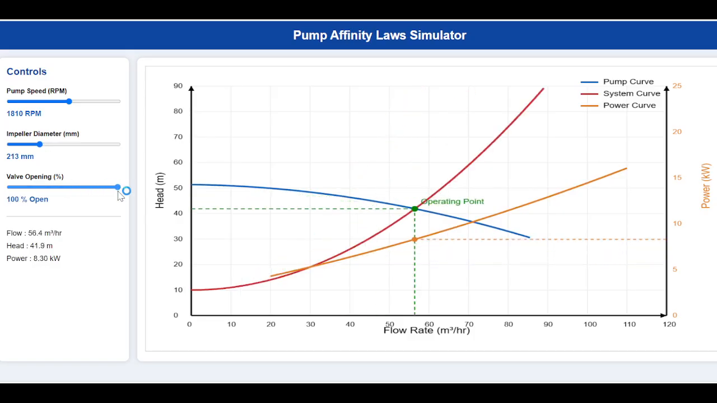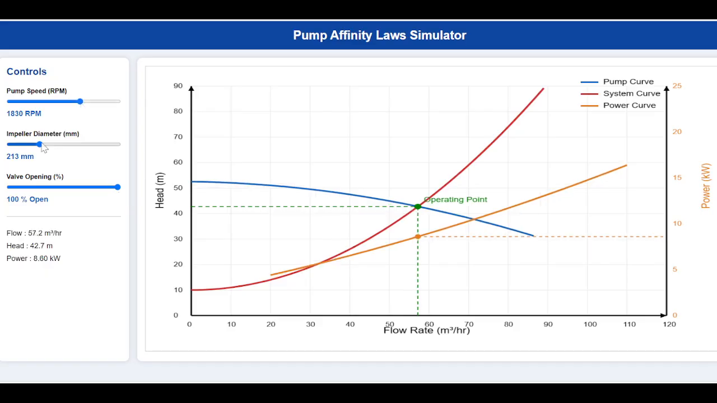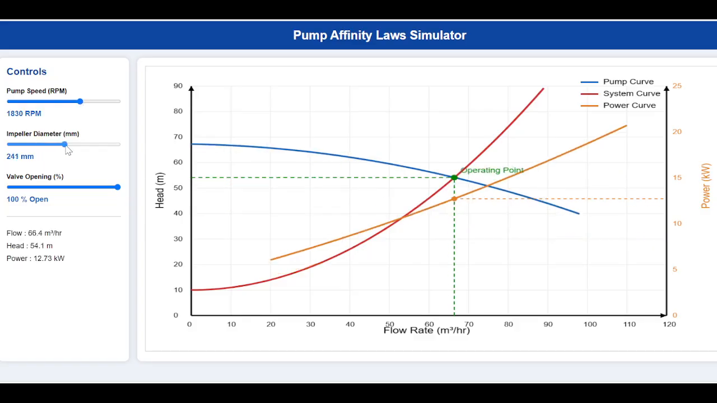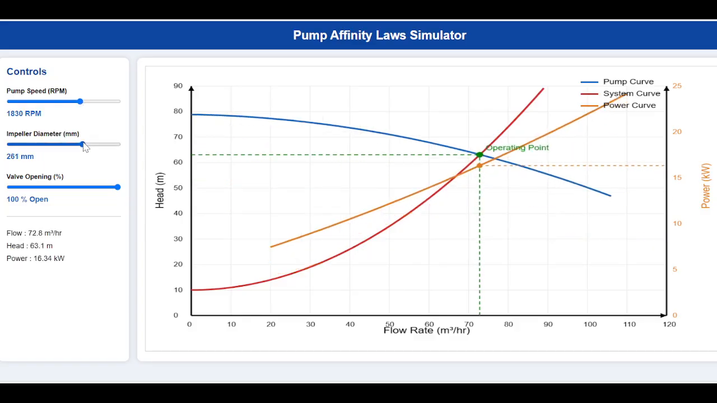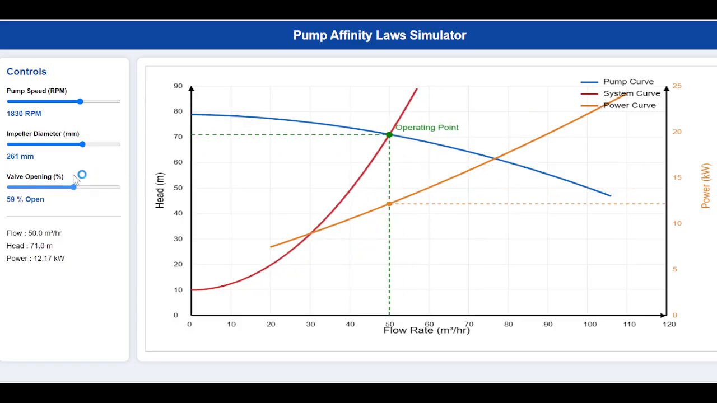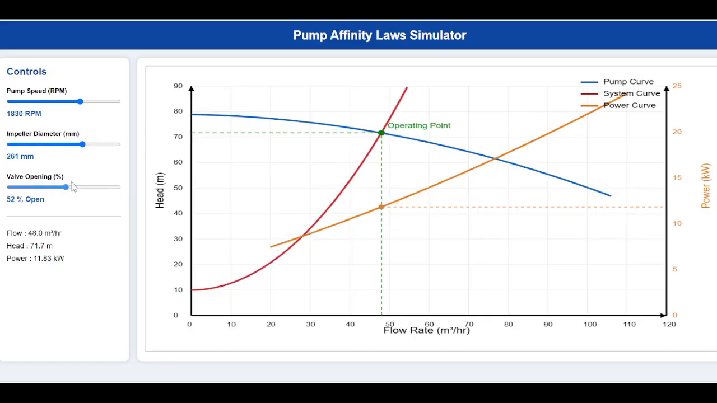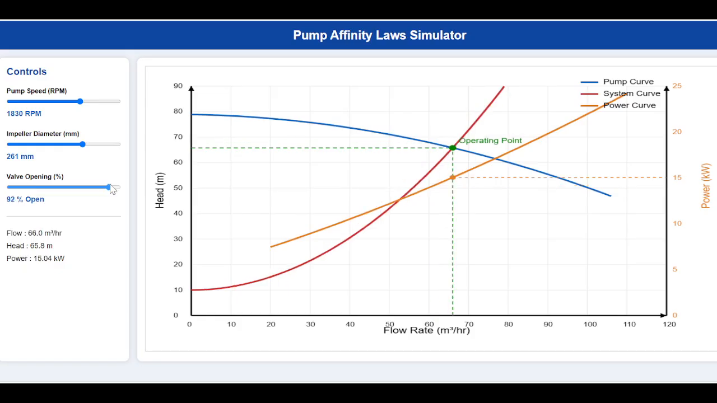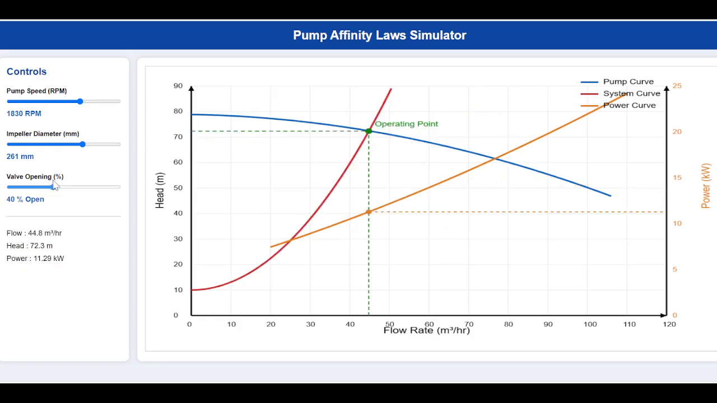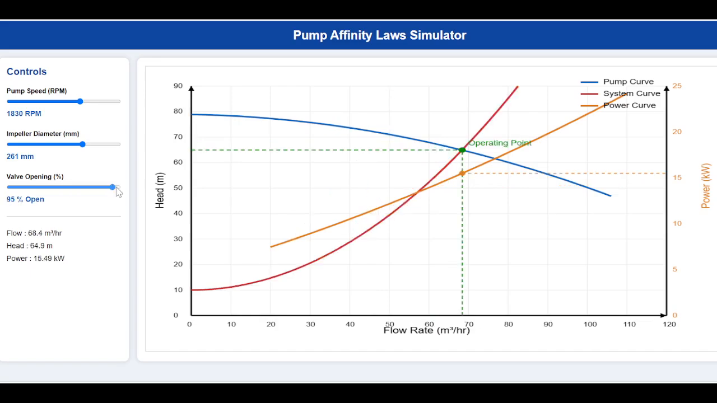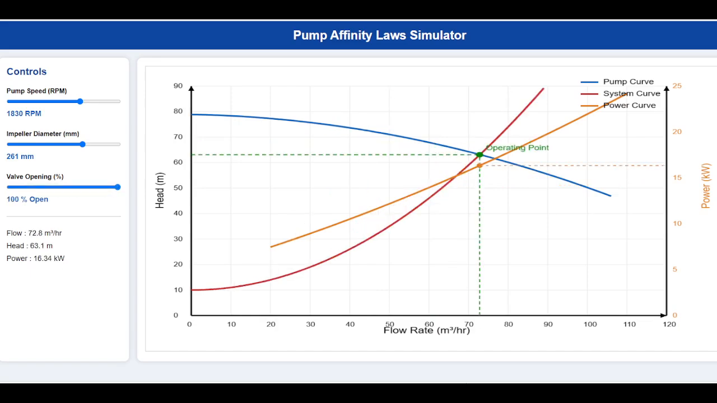This demonstrates an important difference. Changing the pump speed or impeller diameter changes the pump curve itself. Changing the control valve opening does not affect the pump curve. It only changes the system curve, which results in a new operating point. This is the principle used in many industrial systems to control the flow rate without modifying the pump.